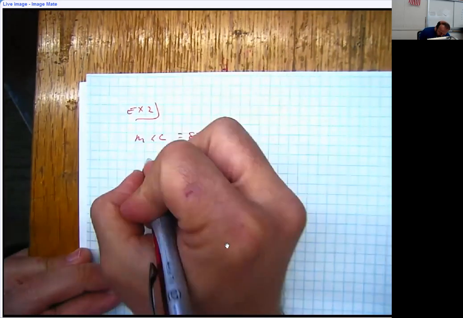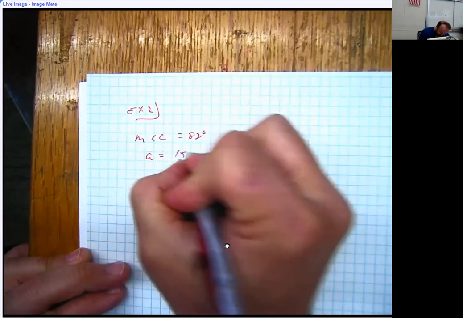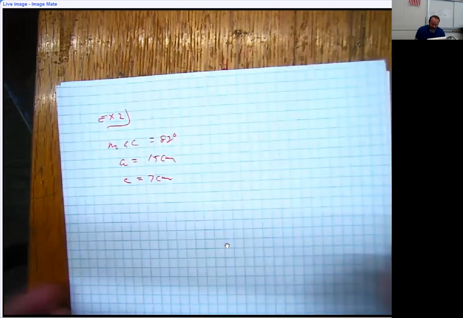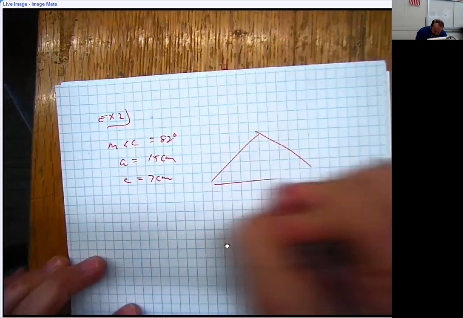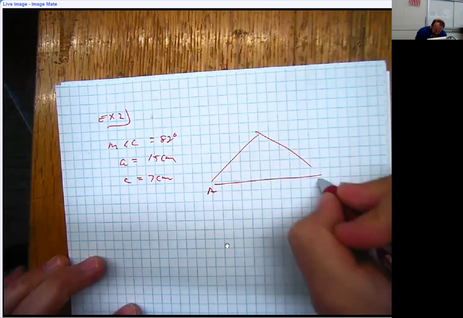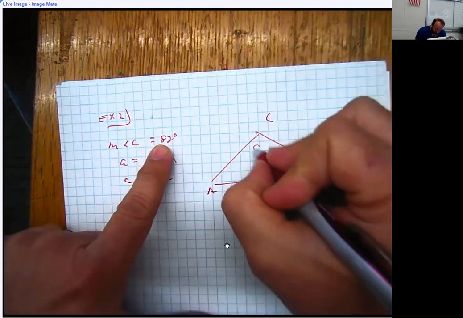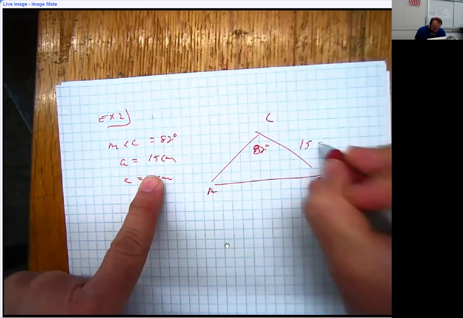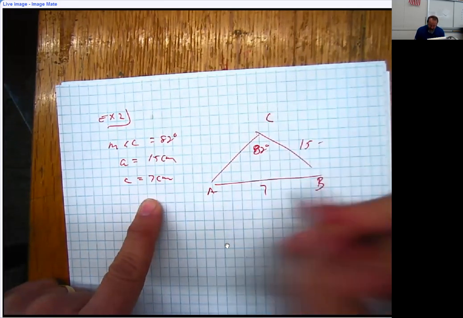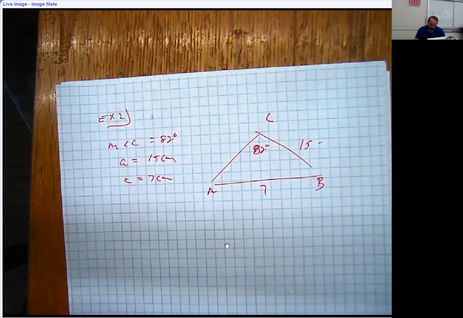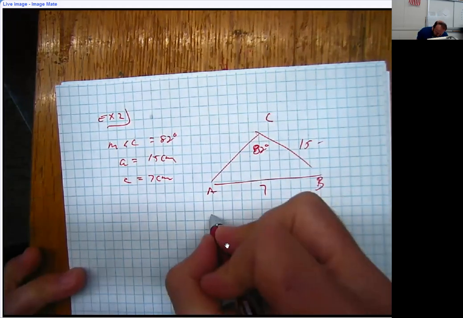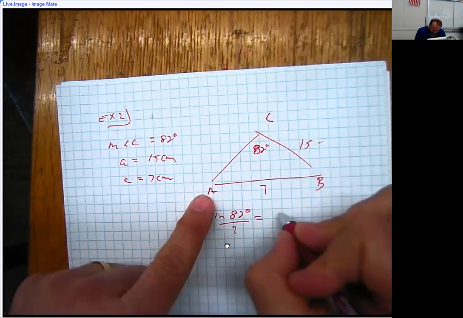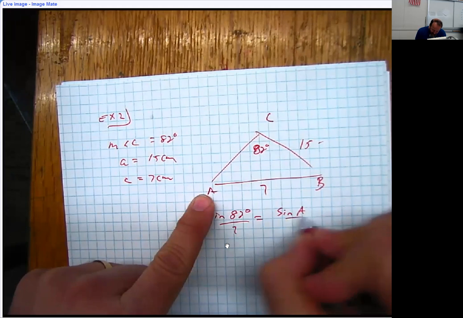We know that the side length of A is 15 centimeters and the side length of C is 7 centimeters. Now again, I just do the same thing every time, little creature of habit thing, ABC, C is 82 degrees. Side length A should be opposite here, and side length C is opposite here, that's 7. So it looks to me like I would want to set up that the sine of 82 over 7 would be equal to the sine of A over 15.